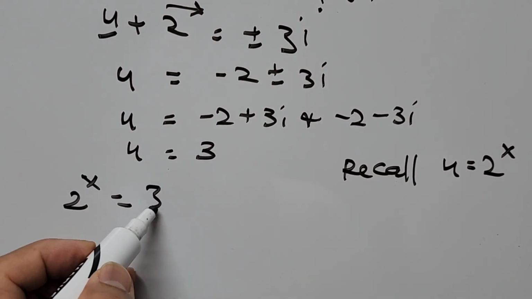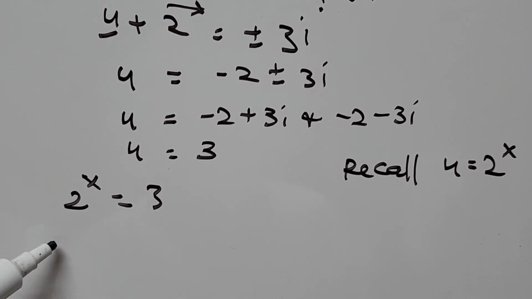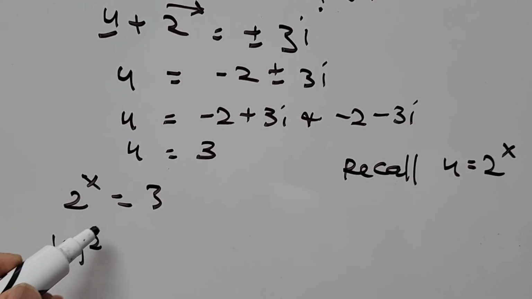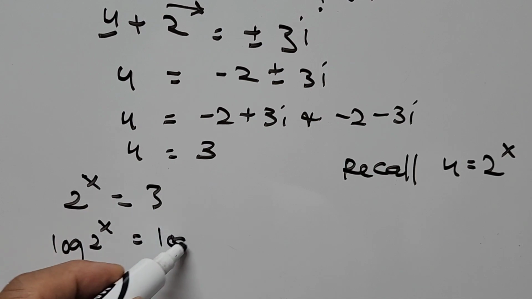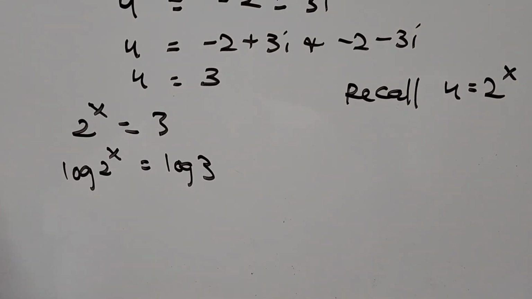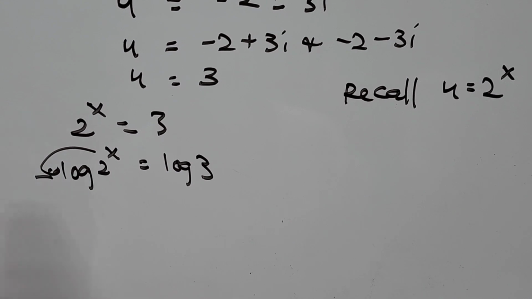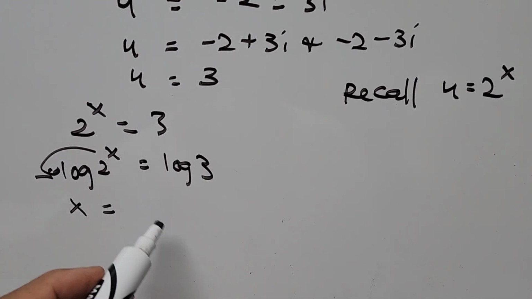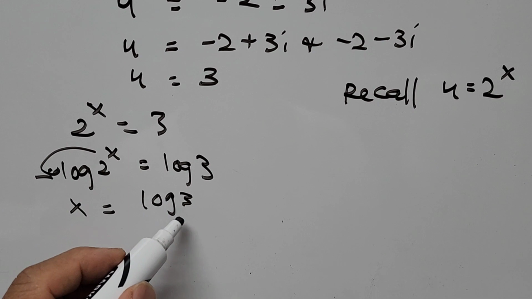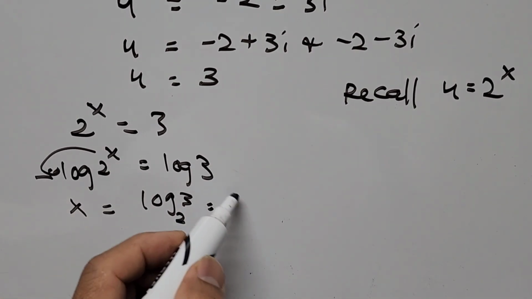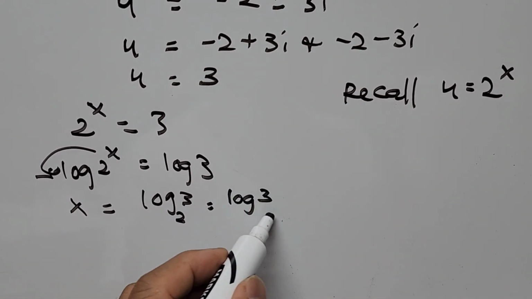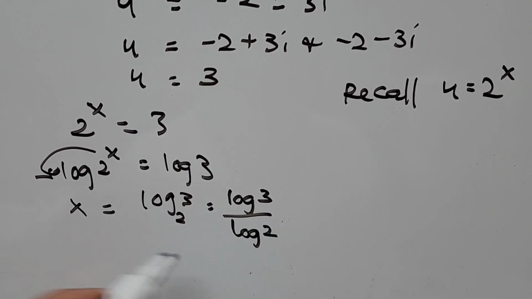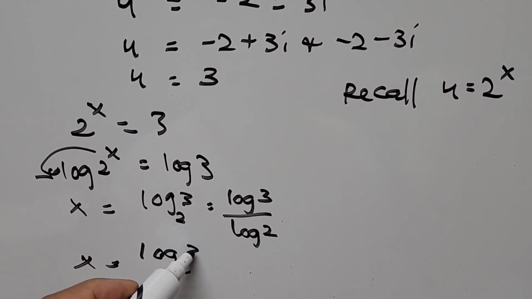The first value is 3. Take the log of both sides of the equation, so we have log of 2 to the power of x equals log of 3. Solving for the value of x, we take down the exponent as a coefficient right here. So x is equal to log 3 base 2, which is written the same way as log of 3 divided by log of 2. So here we simply write the value of x as log base 2 of 3. That's the first value of x.